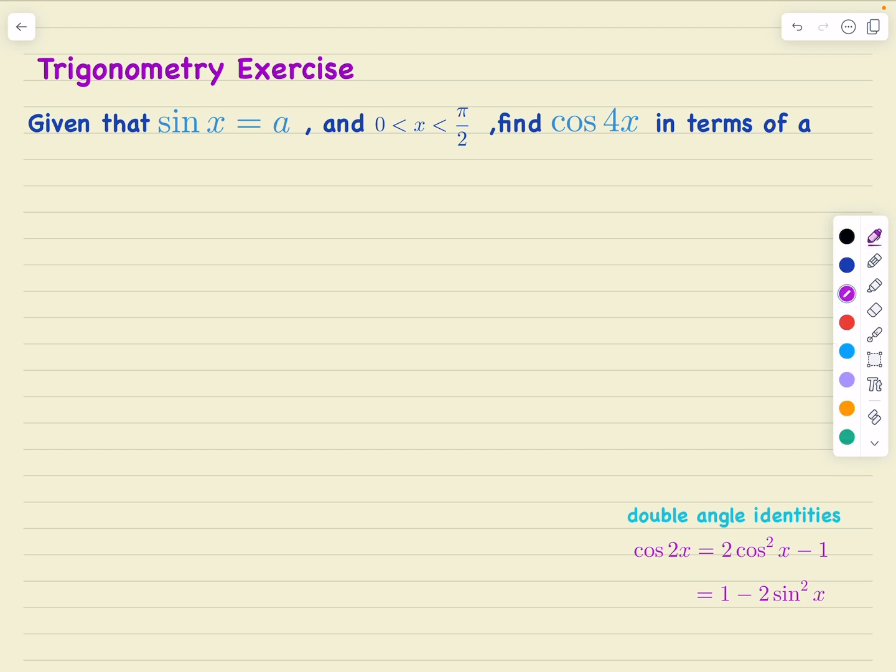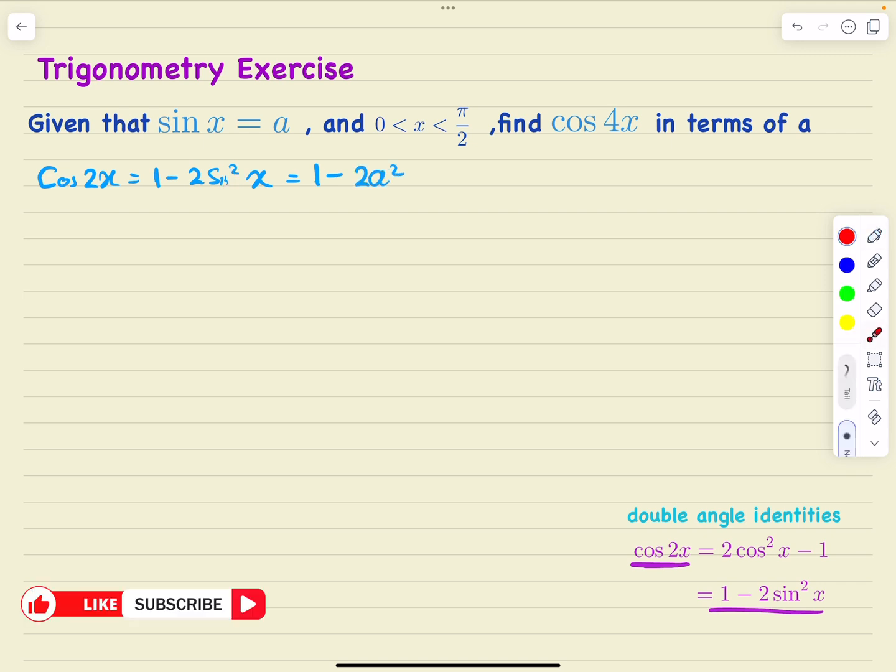So now, first we will use this double angle identity here, that cosine 2x is equal to 1 minus 2 sine squared x, since we have sine here. So, which is now 1 minus, here we can replace sine x by a, so we will have 2a squared. So this is the value here for cosine 2x. But now we need to use the double angle identity again.